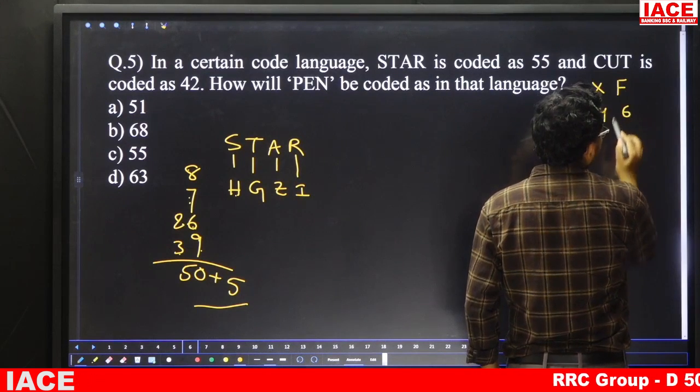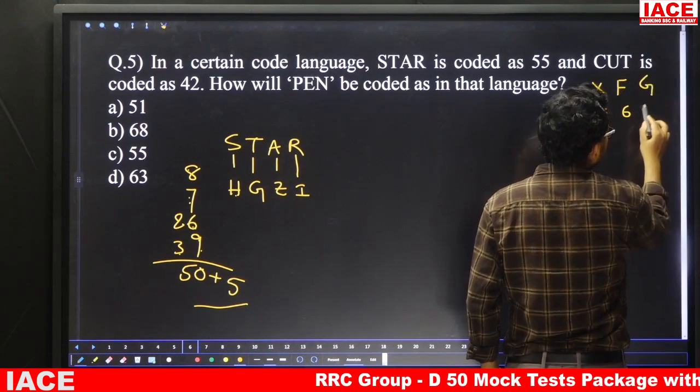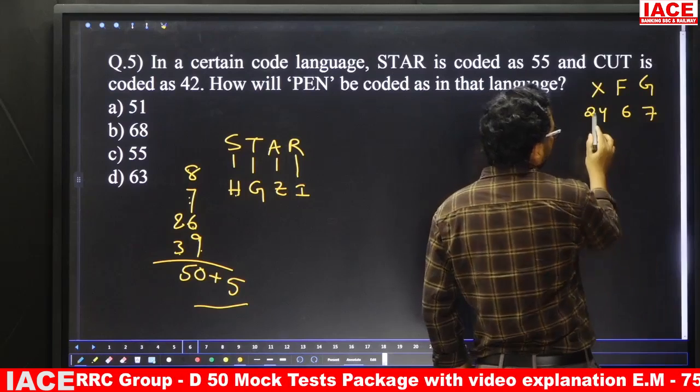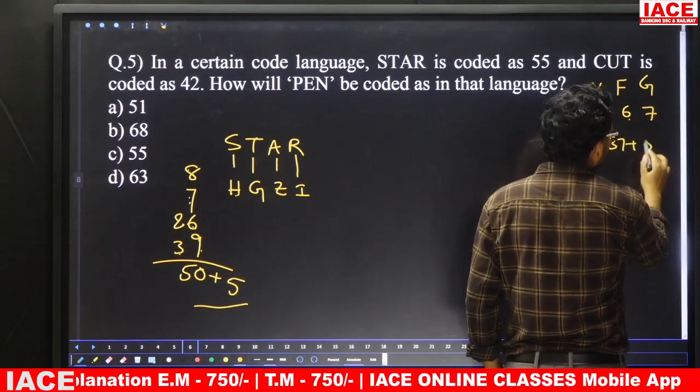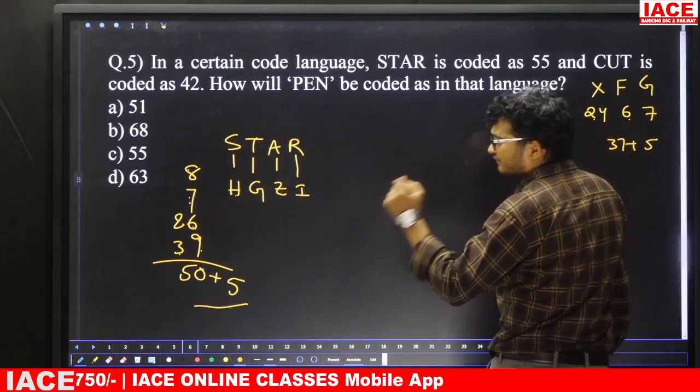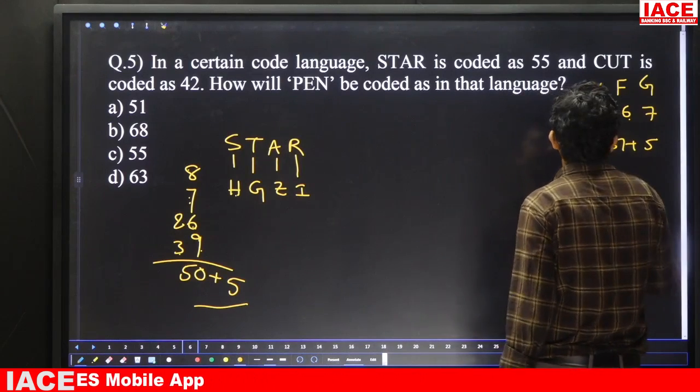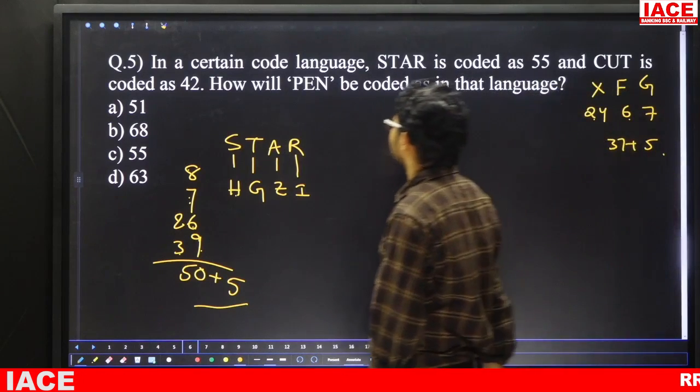F face value 6. T opposite G. G face value is what? 7. Now total is how much here? 24, 30. Next one is what? 37 plus 5. Our requirement is opposite letter face value sum plus 5. So 37 plus 5 is what? 42. In the same manner.